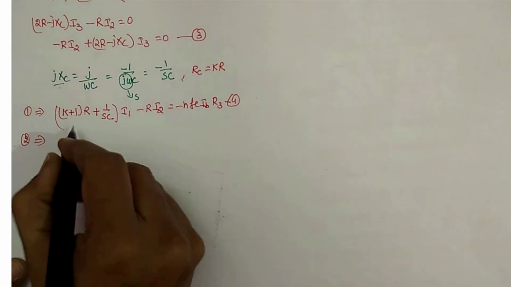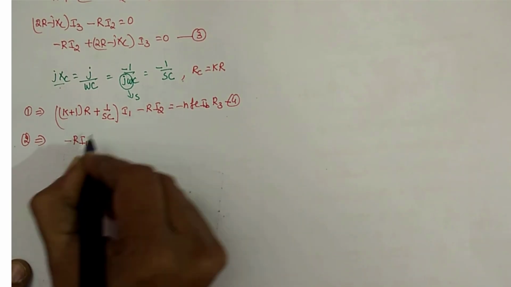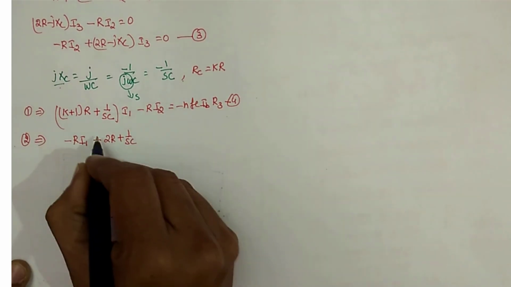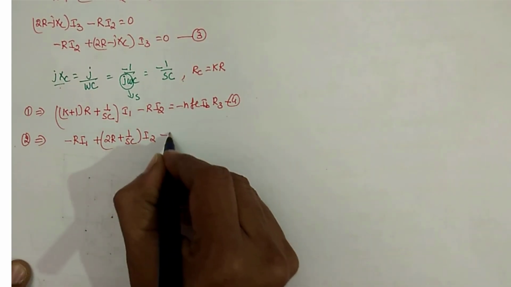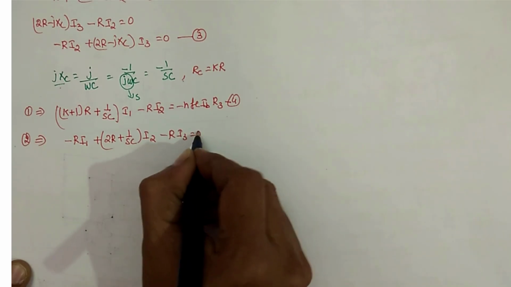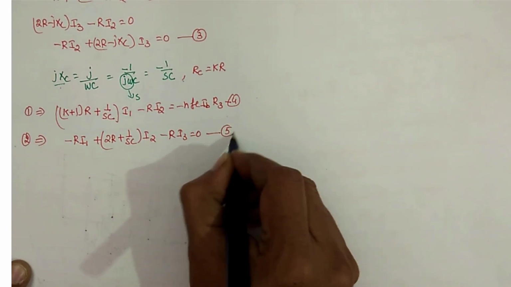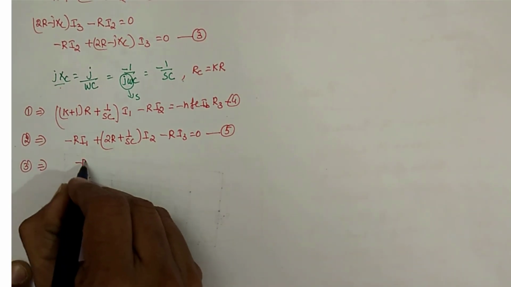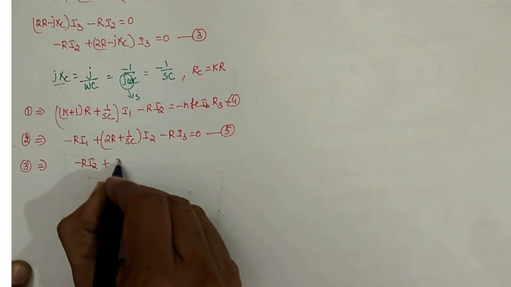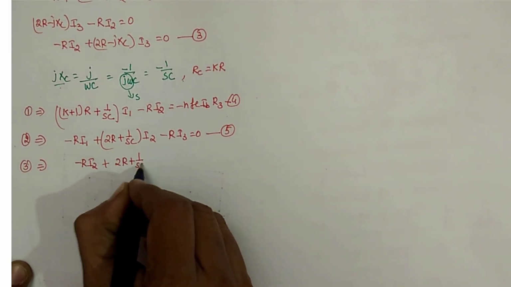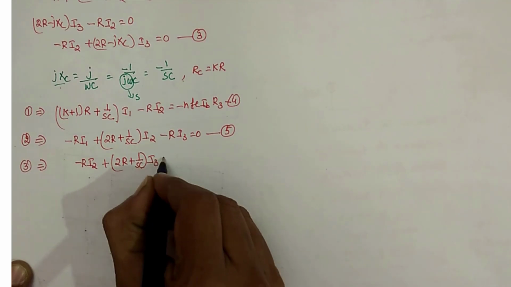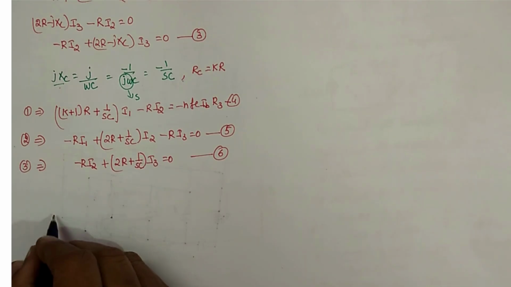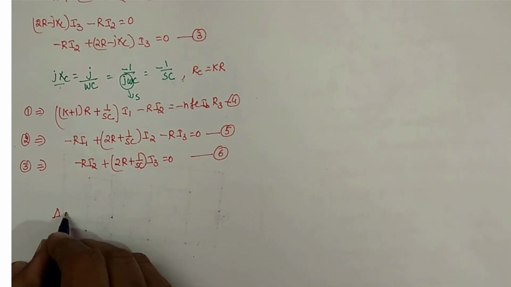Equation number 2 implies minus R I1 plus 2R plus 1 by SC into I2 minus R I3 is equal to 0. So this is equation number 5. Then equation number 3: minus R I2 plus 2R plus 1 by SC into I3 is equal to 0, equation number 6.